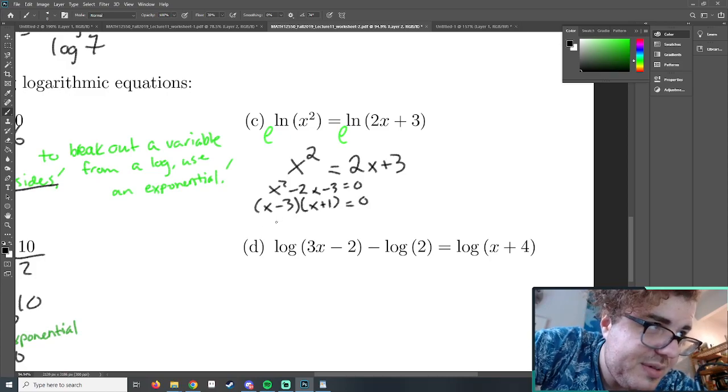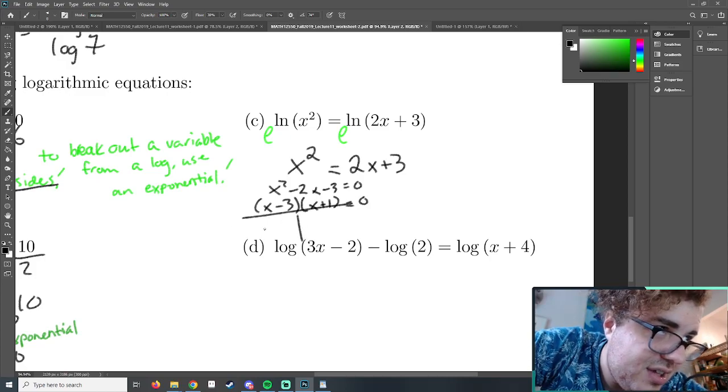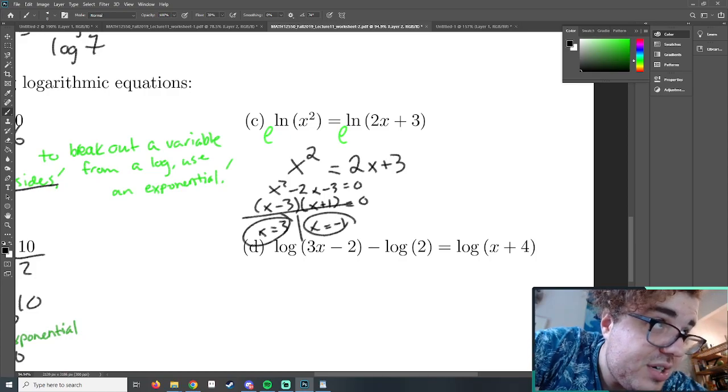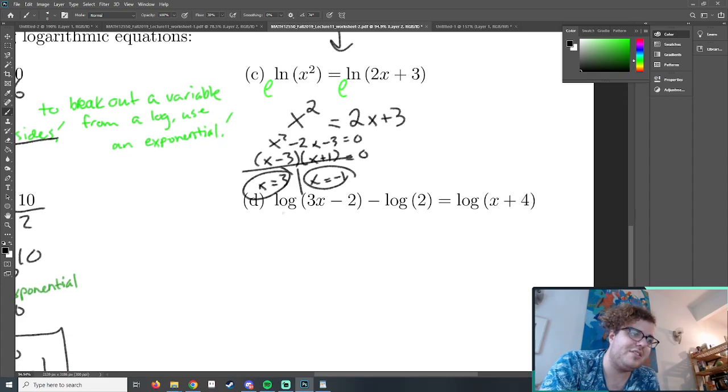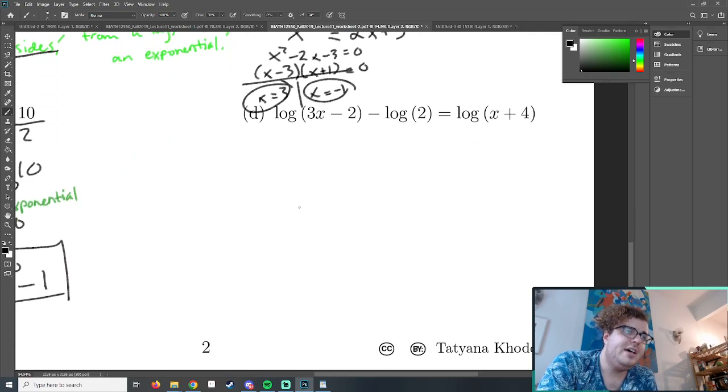The zero product principle says that we can set each of those equal to 0 and solve. We get x equals 3 and x equals -1, both of which will work if you plug them back in here. So ln of -1 squared, that's ln of 1, is 0. Should equal ln of 2 times -1 plus 3, that's again ln of 1, which is 0. Or ln of 9 equals ln of 2 times 3, 6, plus 3, which is also 9. So yep, both of those answers work, 3 and -1.